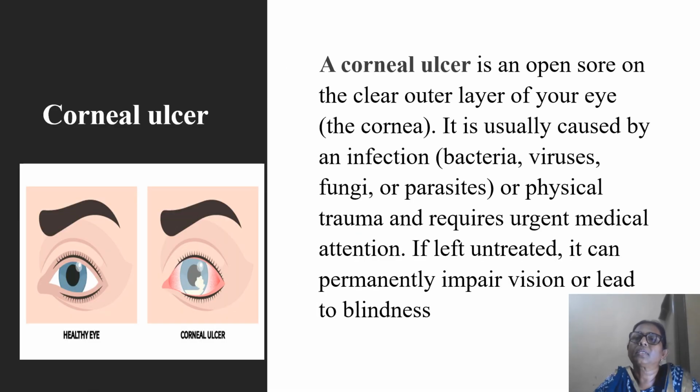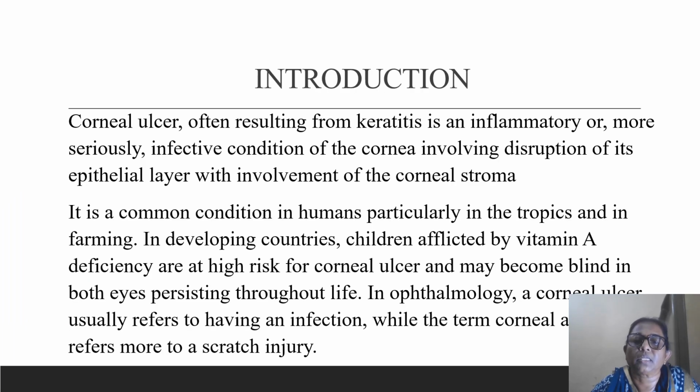So corneal ulcer is an open sore on the clear outer layer of your cornea. It's usually caused by an infection, bacteria, virus, fungi or parasites, or physical trauma. And it requires medical attention. If untreated, you will lose your vision and you will become blind.